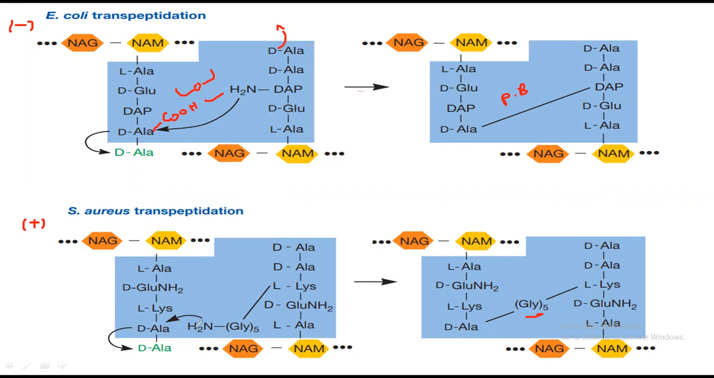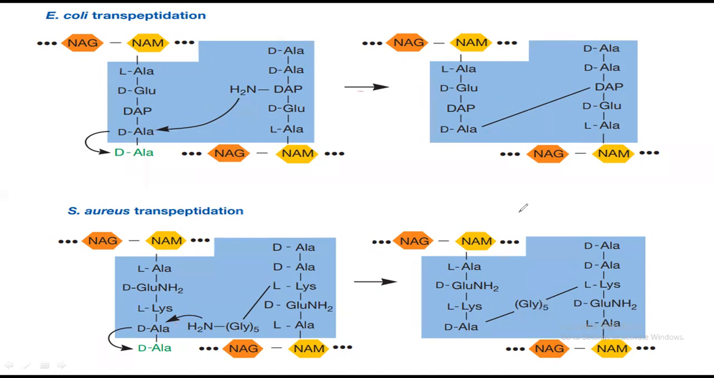So this is the NH2 of the glycine, and here will be the COOH of the D-alanine, and this L-lysine will have the NH2 of the L-lysine. It will bind to the COOH of the glycine, but here there will be five glycines. That's why it is known as the pentaglycine interbridge. So this was the final step of the peptidoglycan biosynthesis.